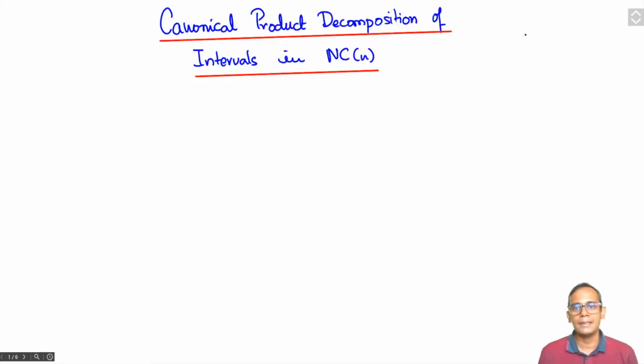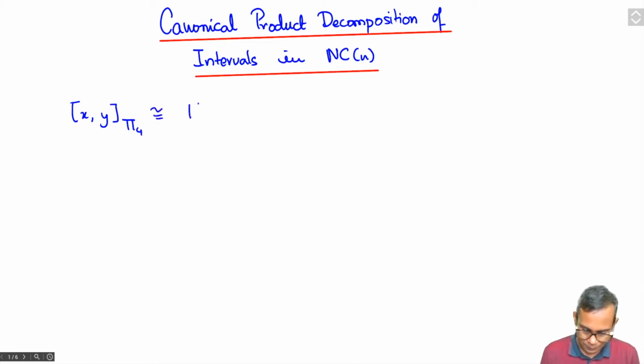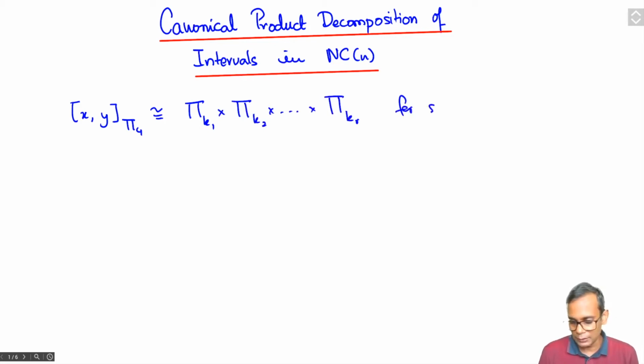We've seen that in the lattice of set partitions, every interval [x, y] is isomorphic to a product of lattices of set partitions. So it's isomorphic to a poset of the form Π_k1 × Π_k2 × ... × Π_kr for some integers k1, k2, ..., kr.